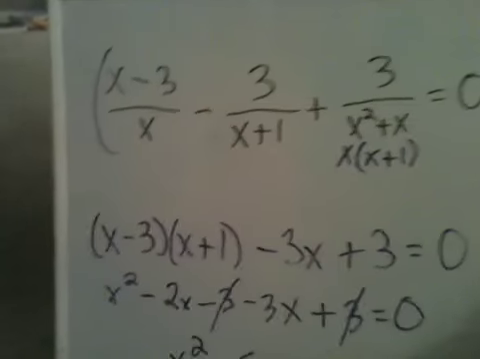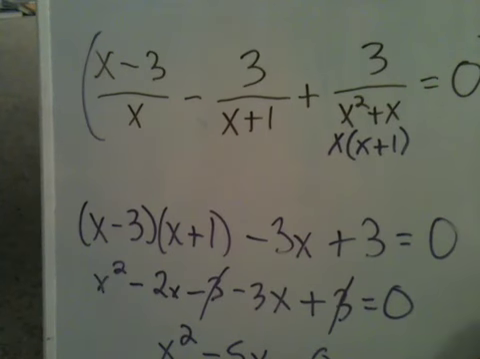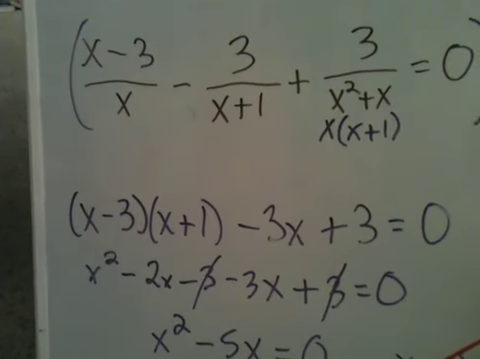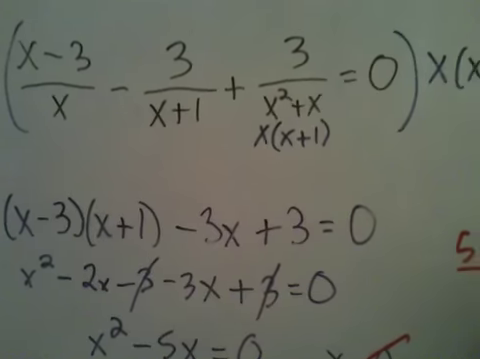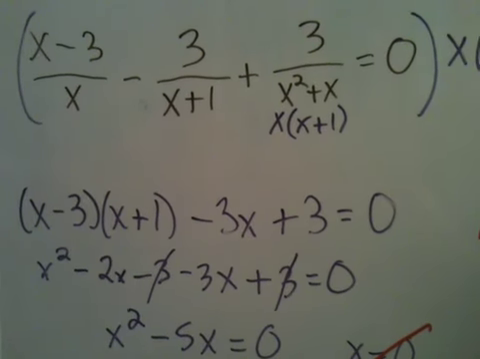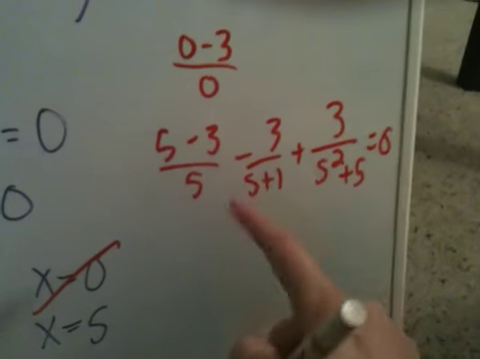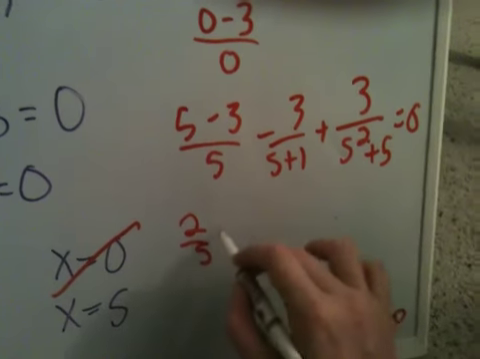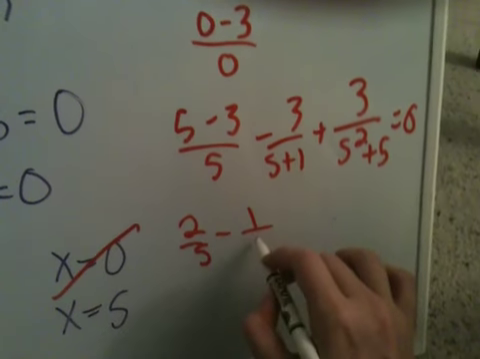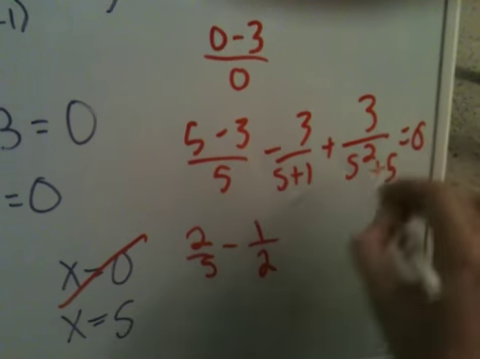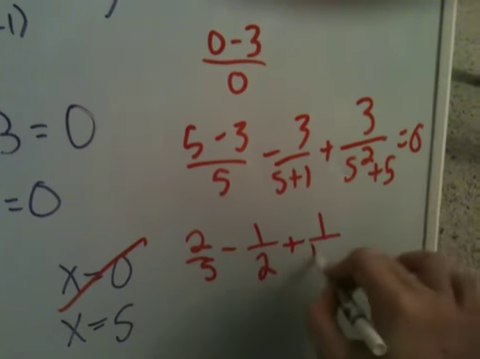Okay, if I plug in 5, I get 5 minus 3 over 5 minus 3 over 5 plus 1 plus 3 over 5 squared plus 5, and that needs to equal 0. So that's 2/5 minus 1/2, because 3 over 6 is 1/2, plus 3 over 30, which is 1/10.